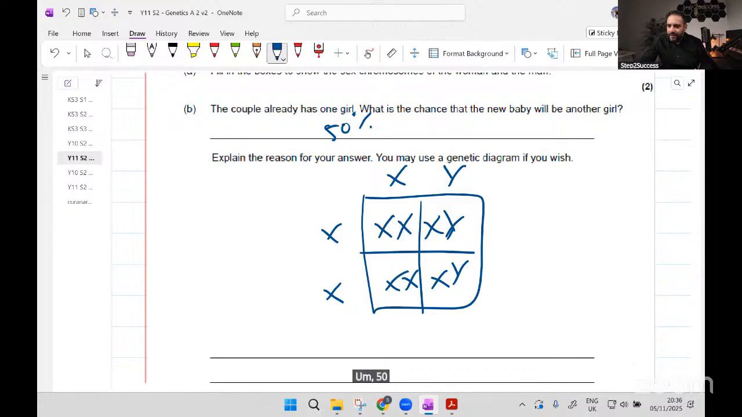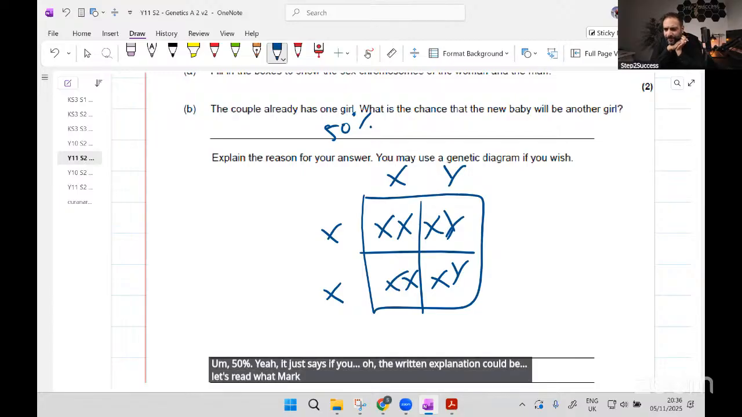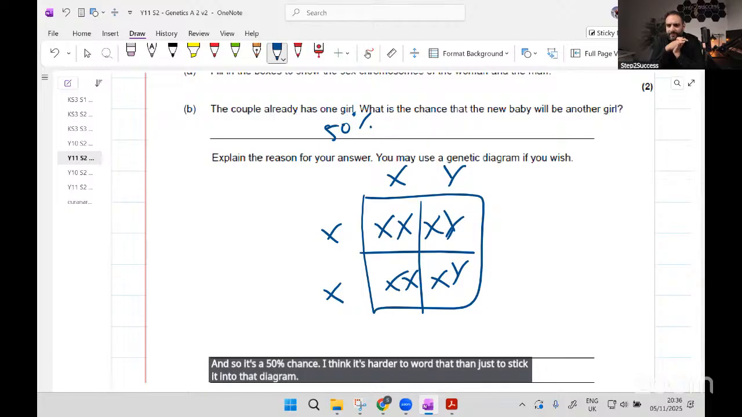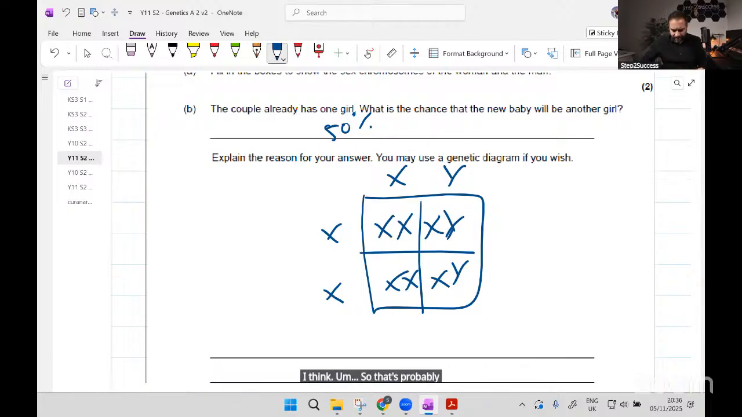50%. The written explanation could be, let's read what the mark scheme says. Half the sperm have the X chromosome, half of them have the Y. All of the eggs have the X chromosome. And so it's a 50% chance. I think it's harder to word that than just to stick it into that diagram. So that's probably what I would say in answer to that question.